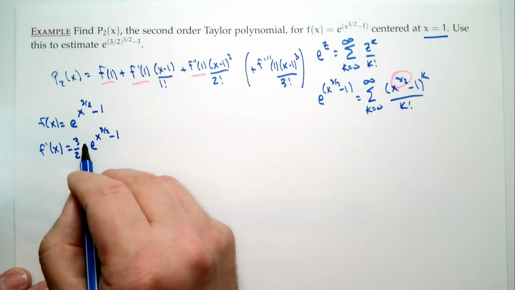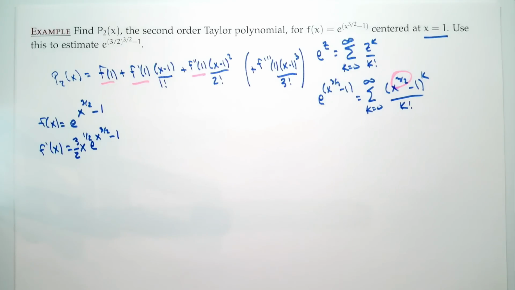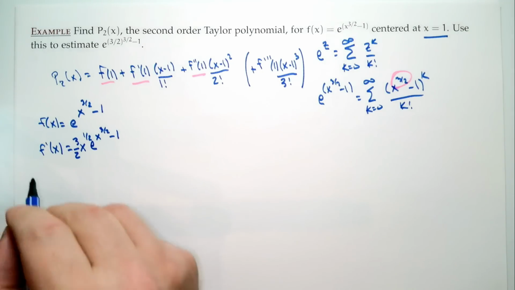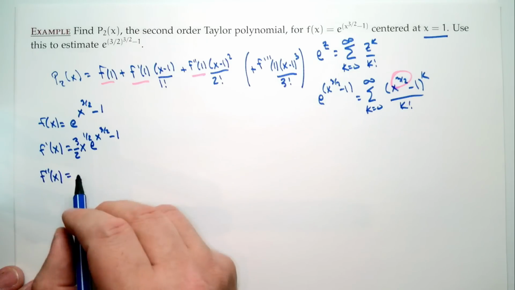Times the derivative of the something, times the derivative of the inside, which would be 3 halves x to the 1 half. So the derivative of x to the 3 halves is x to the 1 half. Now, we need to keep going till we get the second derivative. So the second derivative, well, we can use the product rule.